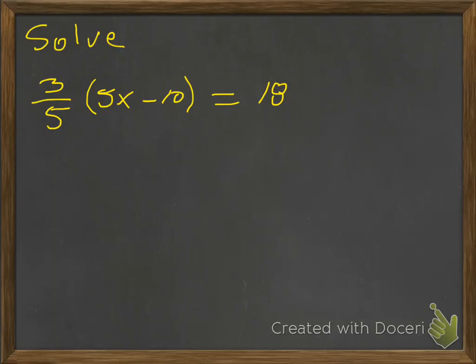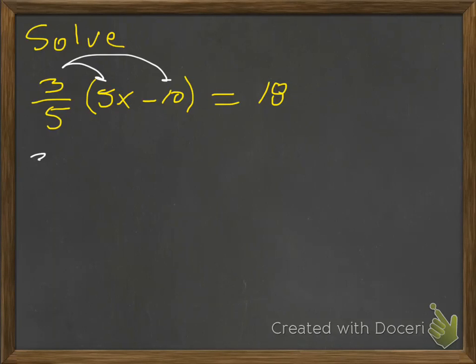Solving an equation where we have a fraction and we have to use the distributive property. So I have 3/5 times the quantity 5x minus 10 in parentheses equals 18. First thing I'm going to do is use the distributive property and distribute the 3/5 through.